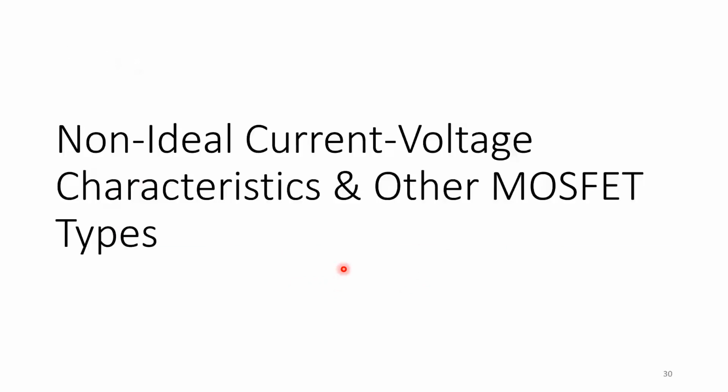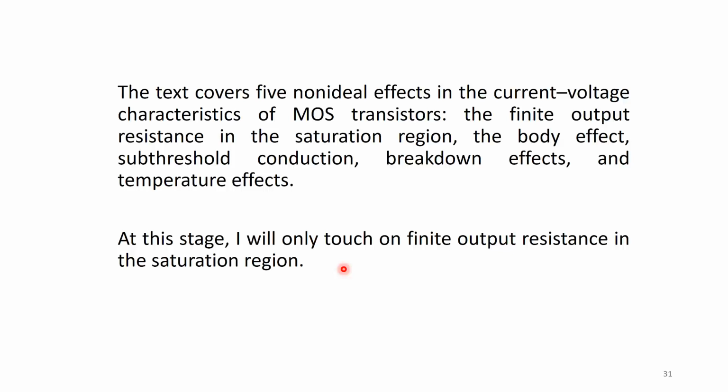Now, before we go off, we'll have a look at non-ideal current-voltage characteristics and other MOSFET types. The text covers 5 non-ideal effects in the current-voltage characteristics of MOS transistors. 1, the finite output resistance in the saturation region. 2, the body effect. 3, subthreshold conduction. 4, breakdown effects. And 5, temperature effects. But at this stage of ELE424, I will only touch on finite output resistance in the saturation region.